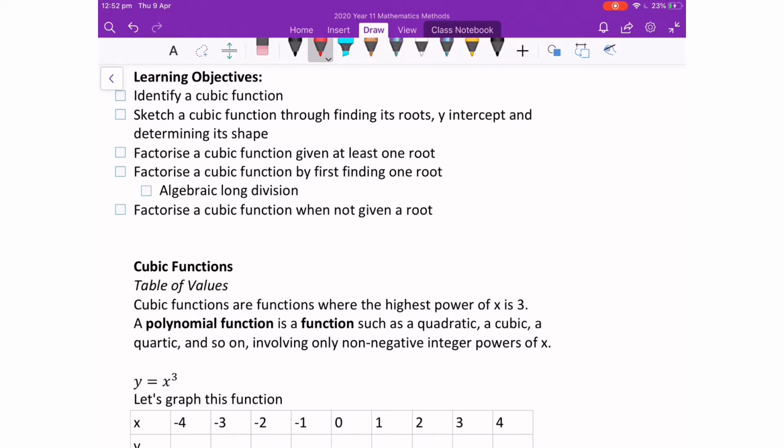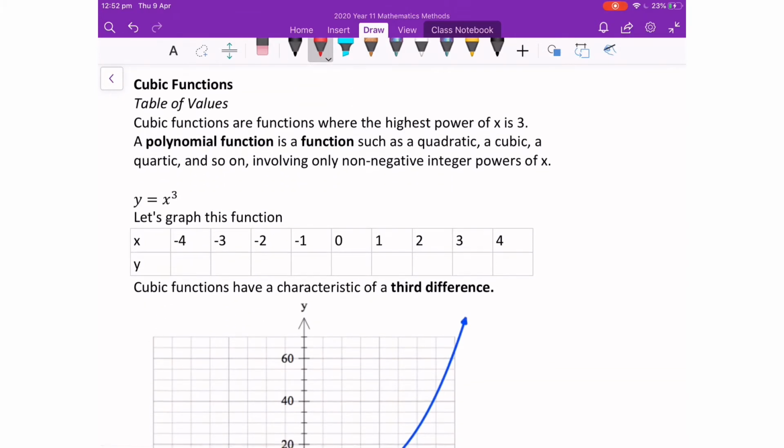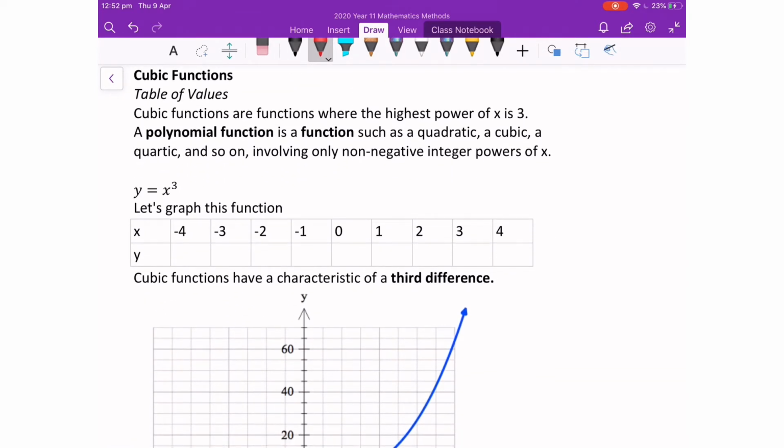Okay, now let's do a very basic intro for this video. I'm going to be using a table of values to help me sketch it. I've actually got the sketch there for you, but you also have to be able to do it yourself. Cubic functions are when you've got a rule where the highest power is 3. We've seen linear ones, where we've got y equals mx plus c, where x has a power of 1. We've seen quadratics, where the highest power is 2, like this one here.